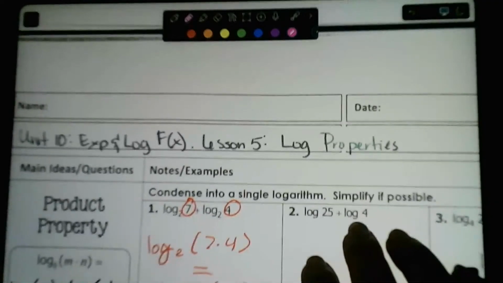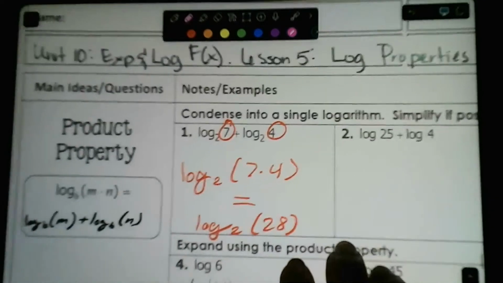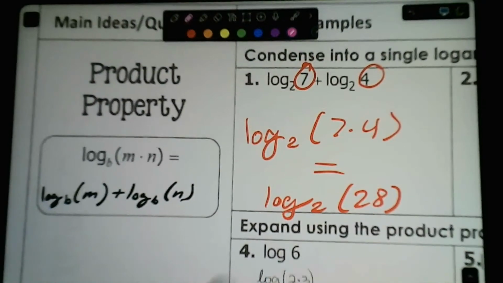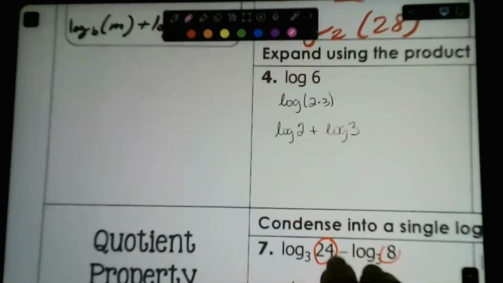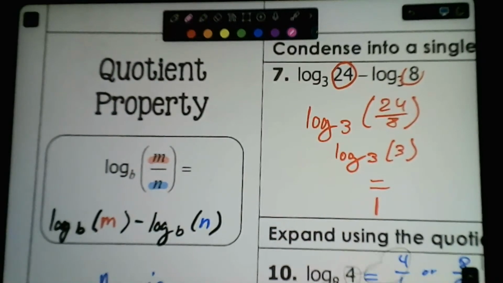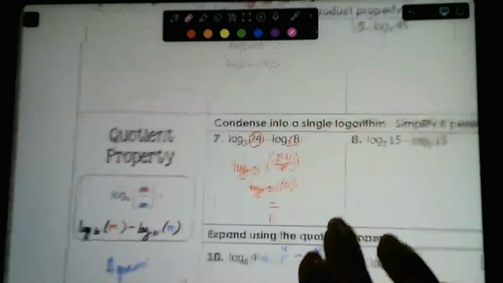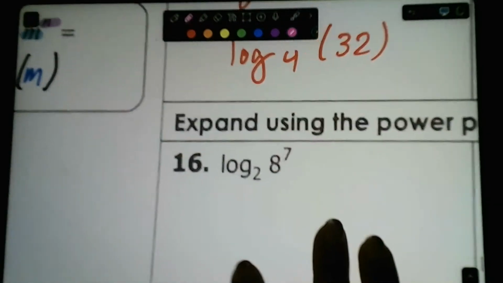All right. Then we started on the log properties, the product property. Now these properties should feel very much like the exponential properties, wherein with the exponentials, if you were multiplying things of the same base, you would add the exponents. And so here, when you have the logarithms of two things being multiplied together, you can break it up into two different logarithms being added together. Here's the quotient property. And the power property.